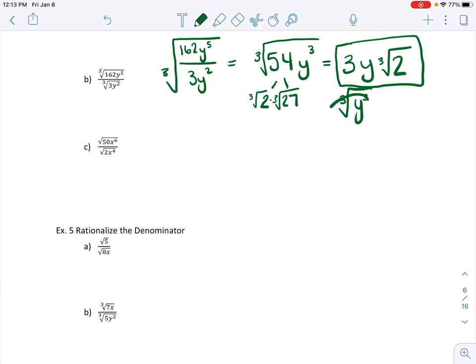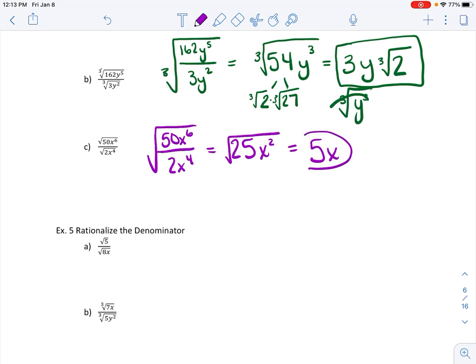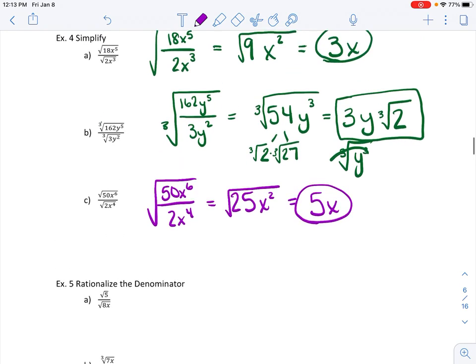And lastly of this type, once again the indexes match, so we can say 50x to the 6th over 2x to the 4th. We have square roots again. 50 divided by 2 is 25. X to the 6th over x to the 4th reduces to x to the 2nd because you subtract your exponents. The square root of 25 is 5. The square root of x squared is x, and you have finished that one.